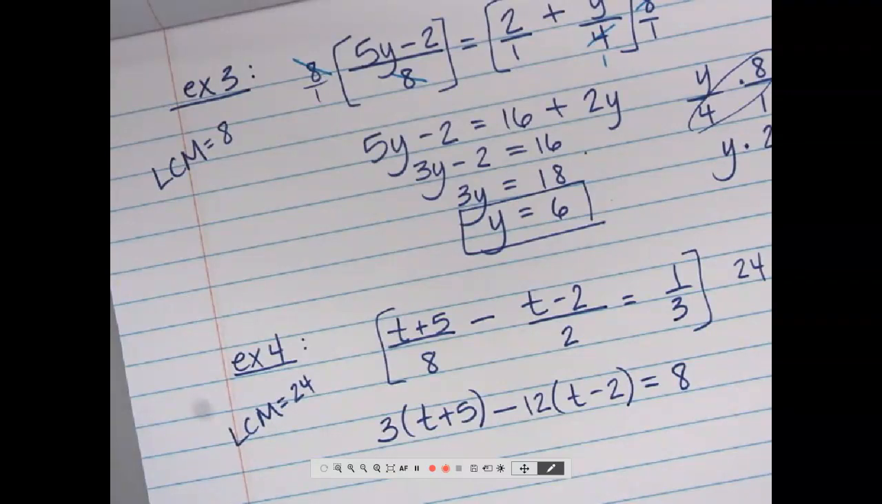8 divided by 4 becomes 2. Over here, 8 divided by 8 just becomes 1. Okay, sure.